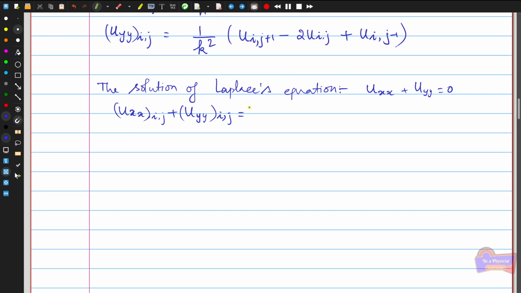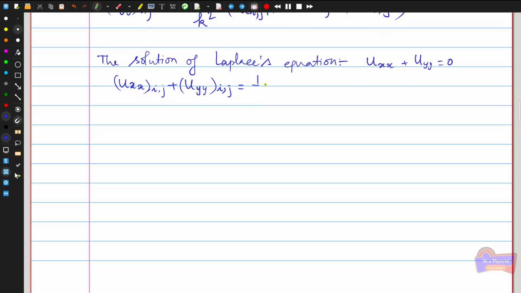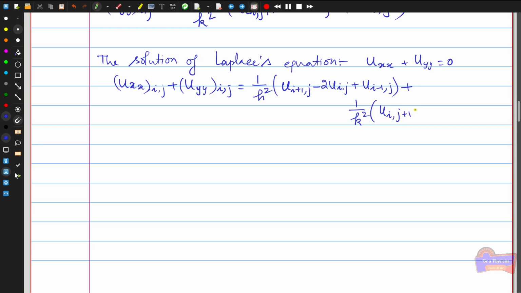So that what we get is 1 divided by h squared times u of i plus 1 comma j minus 2 times u of i comma j plus u of i minus 1 comma j, plus 1 divided by k squared times u of i comma j plus 1 minus 2 times u of i comma j plus u of i comma j minus 1. I just substituted these values, which is actually going to be equal to 0.